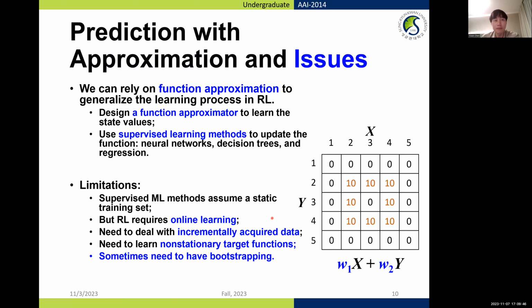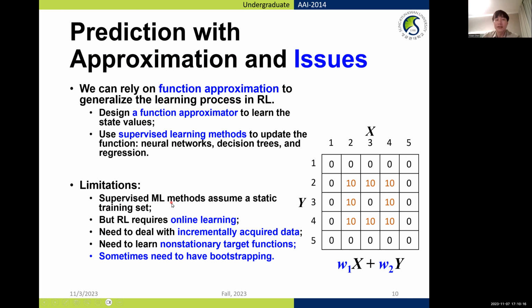But the thing is, we can use this function approximation by those linear combination or parameterized way. But the supervised machine learning method assumes a static training set, which is different from what we are doing in reinforcement learning. Reinforcement learning requires online learning.